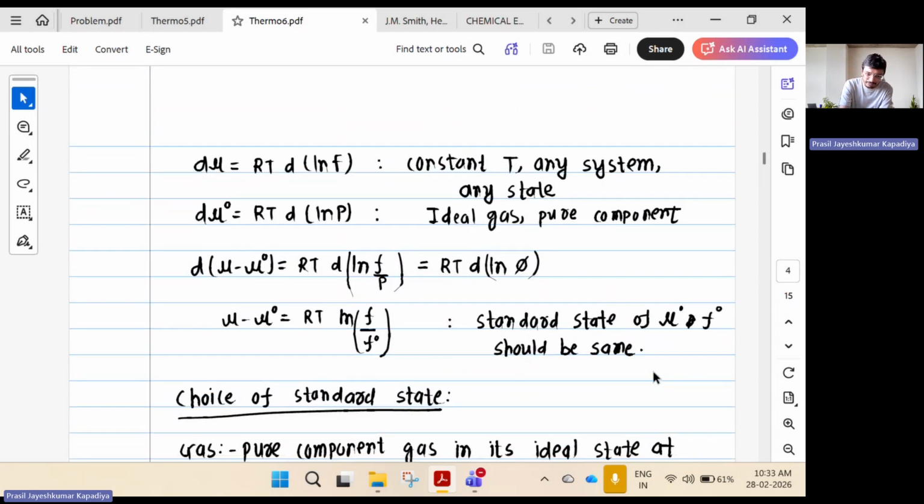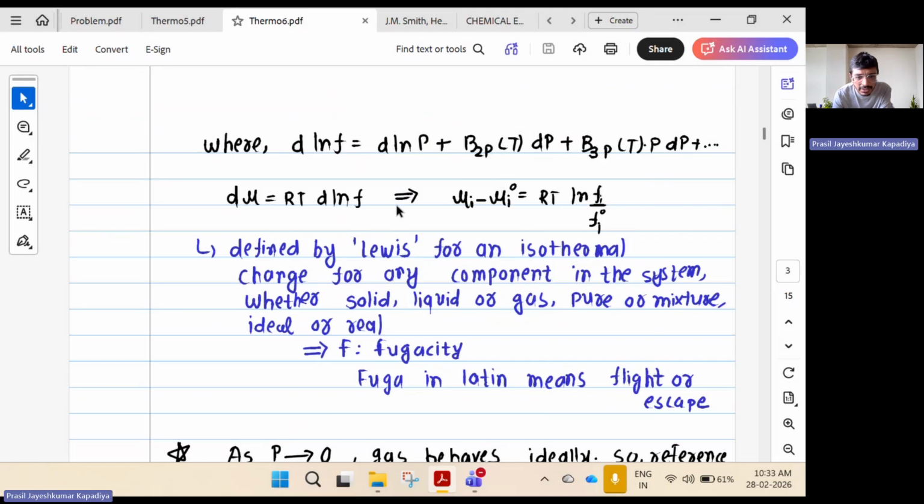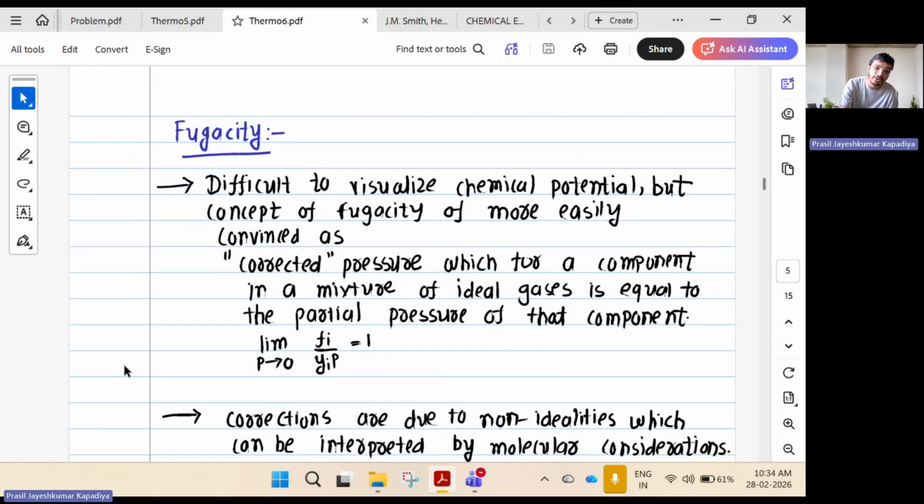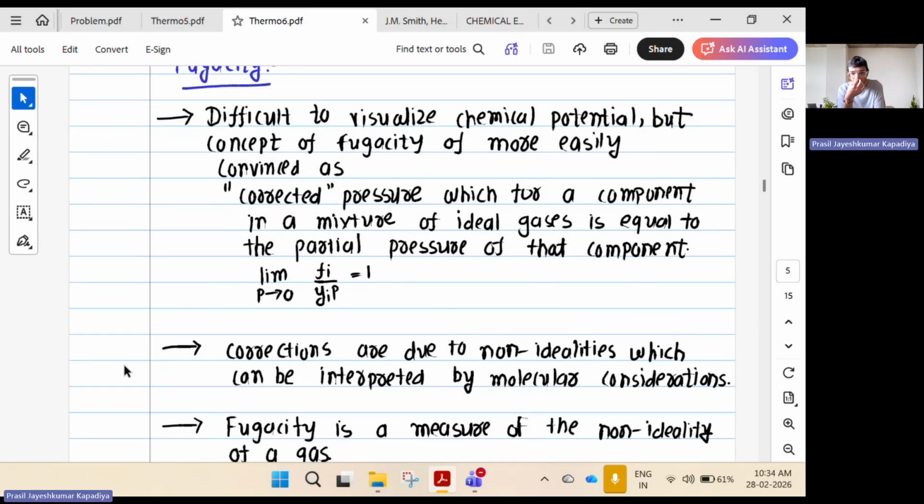So what is the importance of this particular equation? We can use this equation for any phase, whether it is solid, liquid or gas. So that is the strength of that equation. I can use it for the solid phase, liquid phase or gas phase. I can use it for pure components or mixtures, and even for ideal conditions, whether I'm dealing with ideal gas or real gas, or ideal solutions or real solutions. So this equation remains as it is. That is the strength of this equation. So let's try to define or understand fugacity.